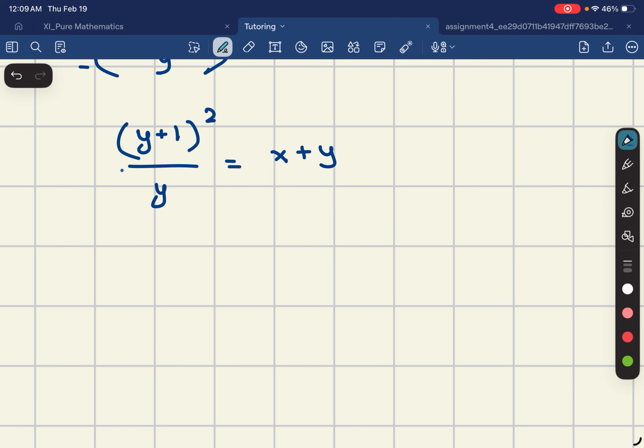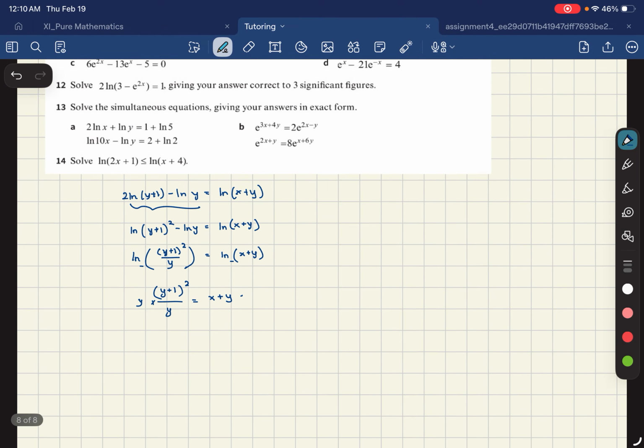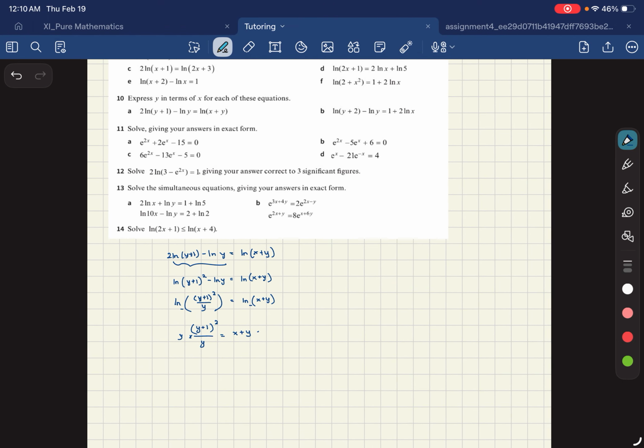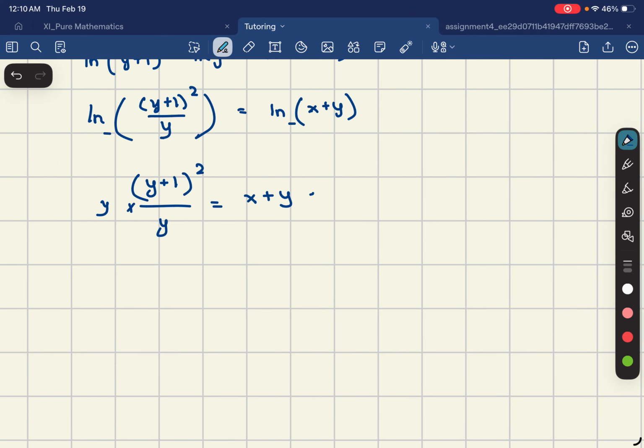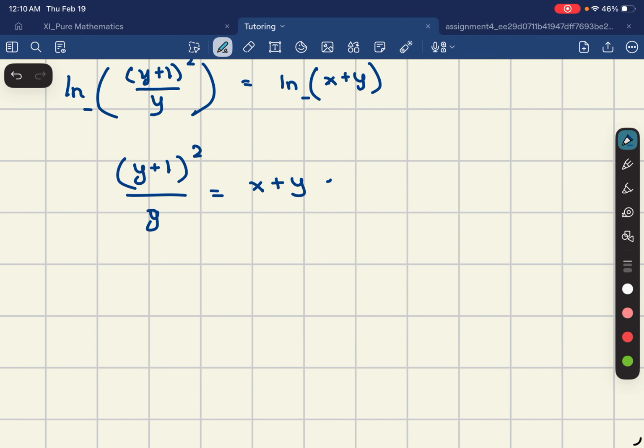And when I multiply by y on both sides, is it a good idea to multiply by y? Let me think. Because we want to write y in terms of x, I believe. Yes. So let's multiply by y. Anyways, so multiplying by y on both sides.